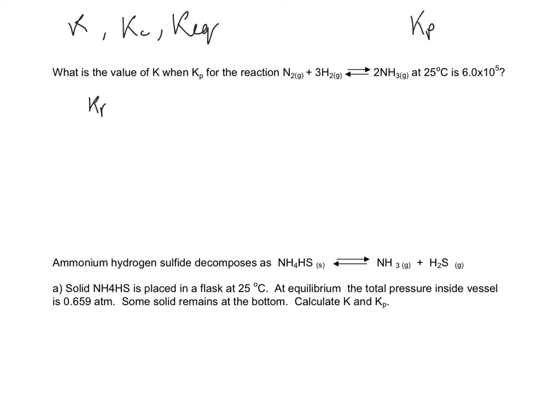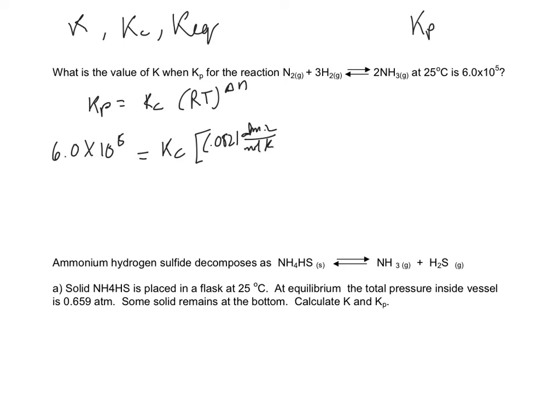So you can use either one of those two equations that relate Kp with Kc, whichever you prefer. I'll use this one. Kp is equal to Kc times RT to the delta N. So Kp is given to us as 6.0 times 10 to the 5th, which is equal to Kc times R, which is 0.0821 atm times liters per mole Kelvin, times the temperature, 298 Kelvin, and that's raised to the delta N.